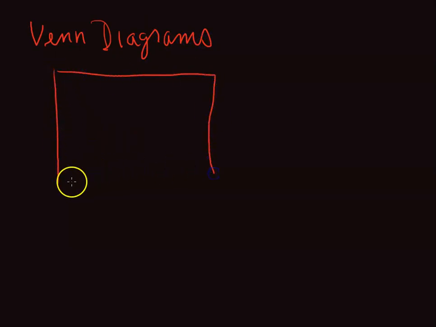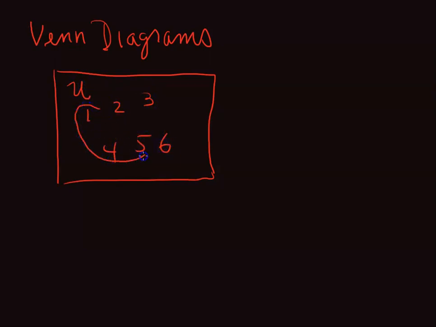So Venn diagrams, named after a guy named Venn. They set up pictures. It's nice to have the pictures you can see. This is the universal set. And let's say it's 1, 2, 3, 4, 5, and 6. We'll say that set A is 1, 4, and 5. Set B is 3 and 6. And set C we'll say is 1, 2, and 3.